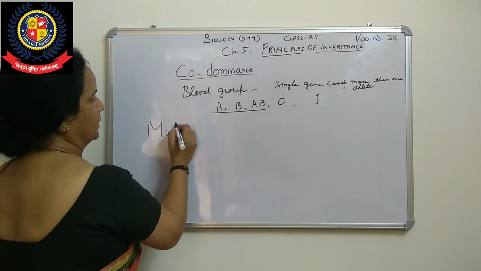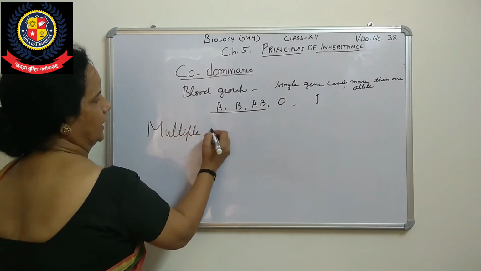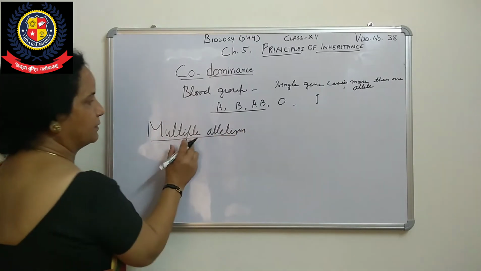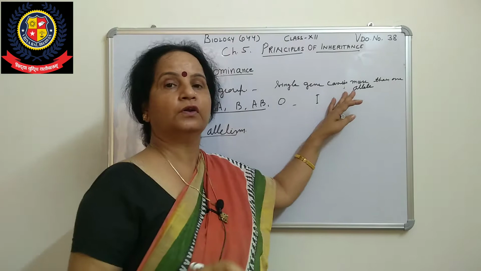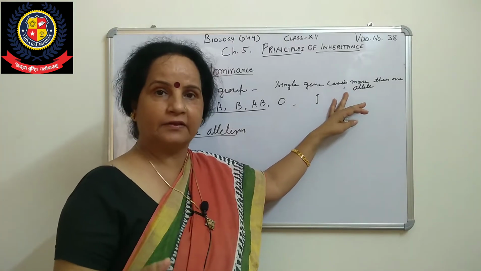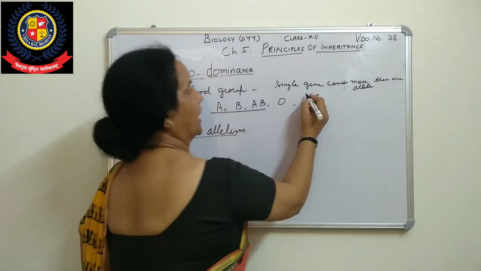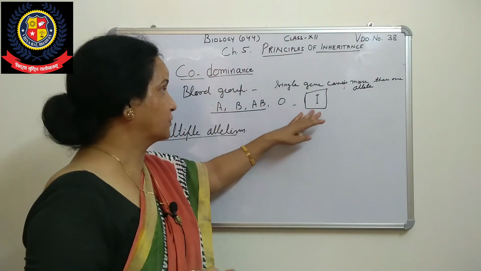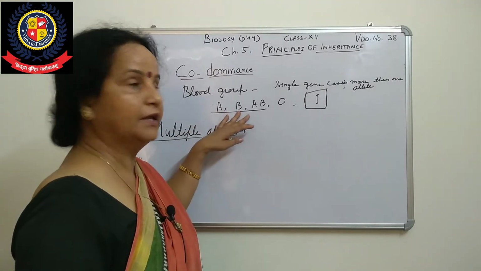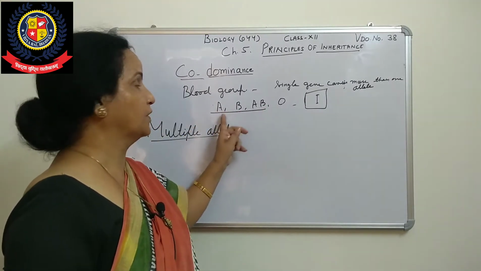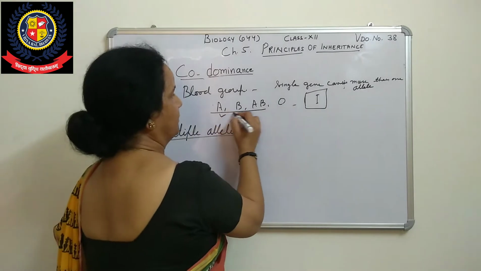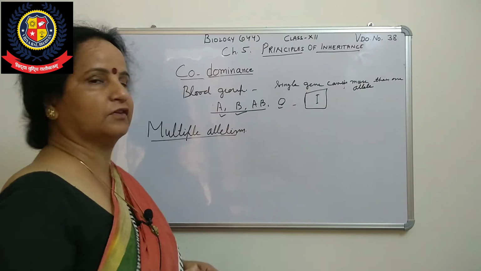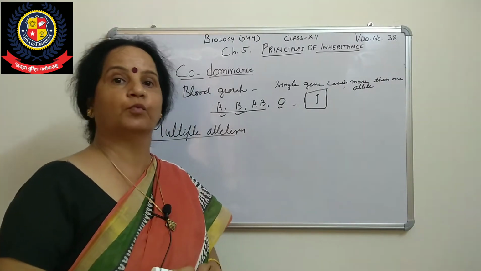What is it called? Multiple allelism. What will happen here? Multiple means when one gene controls or carries a number of alleles. Here this gene is represented as I. That I has alleles A, B and O, because AB is a combination of these. So we have A, B and O, more than one allele. This phenomenon, multiple allelism, we can see in human blood.